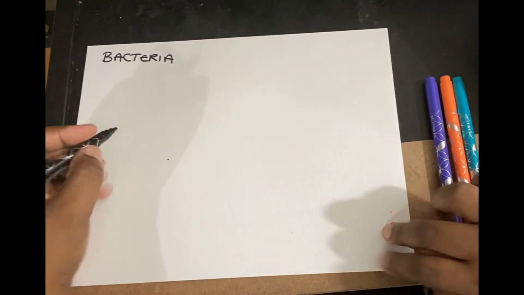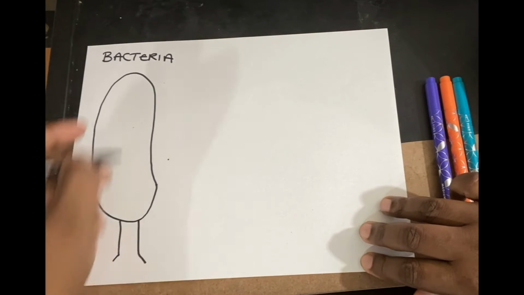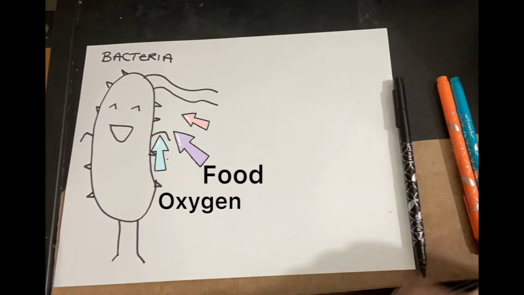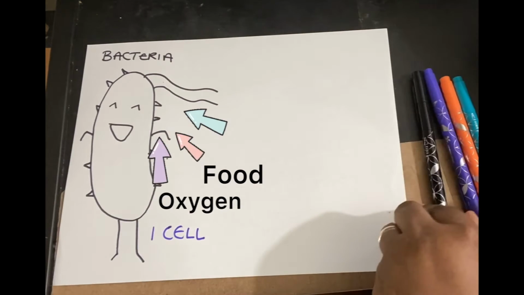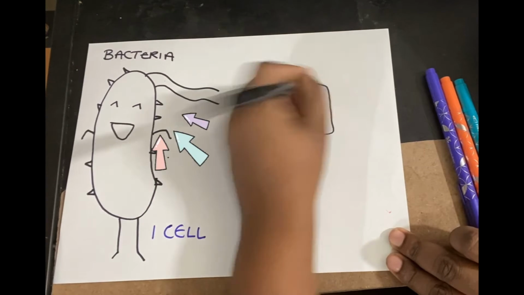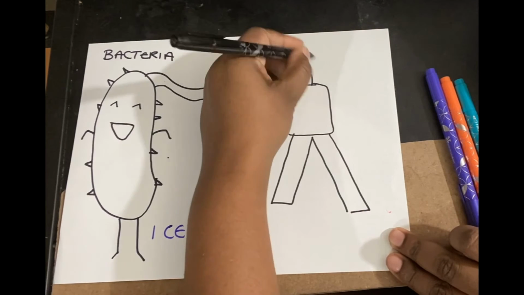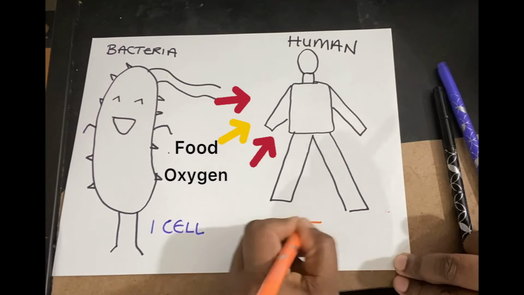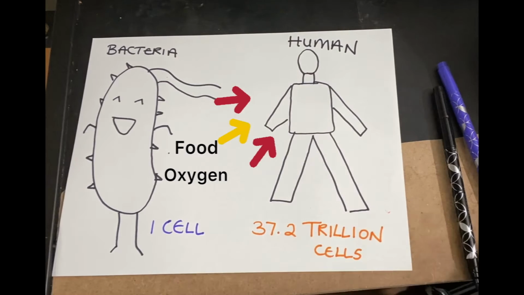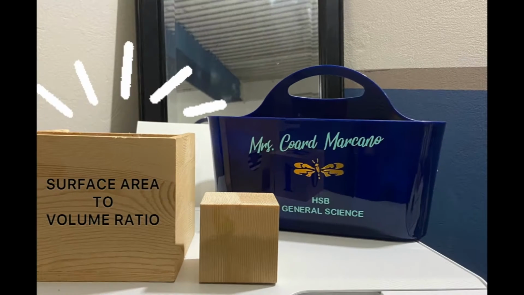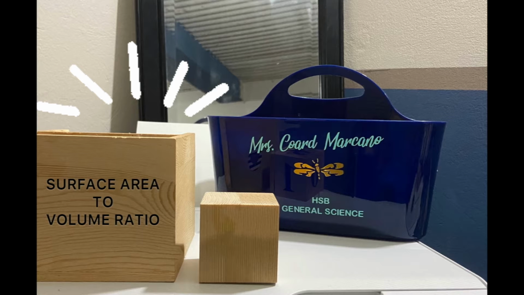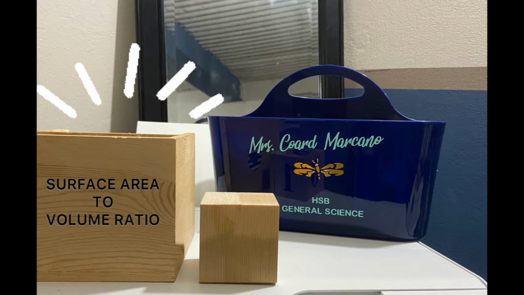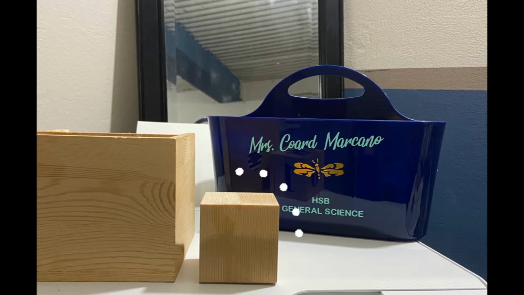Some tiny organisms, like bacteria, are made up of a single cell. Everything they need comes into their cell membrane: food, oxygen, any other material. Large organisms, however, like humans, you and I, are made up of millions and trillions even of cells. Larger organisms need complex transport systems, and this is really because of one simple idea: surface area to volume ratio.